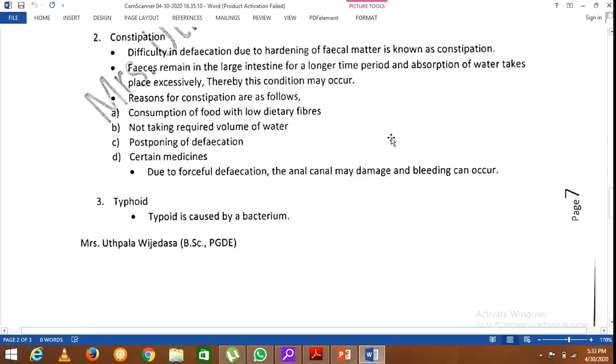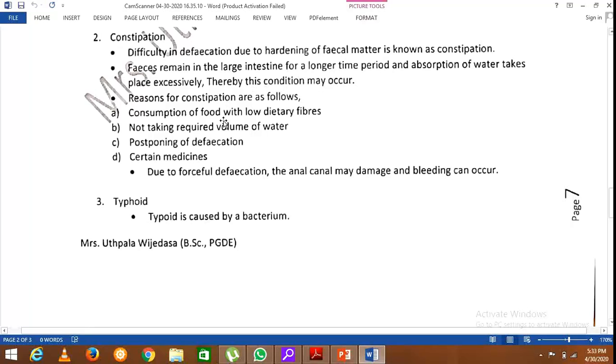So it is the difficulty in defecation due to hardening of fecal matter or hard stools. The fecal matter remaining in the large intestine for a long period of time leads to absorption of more water. When more water is absorbed, the stools become hard and dry. Thereby, constipation can take place.